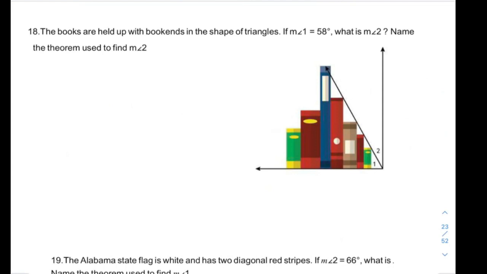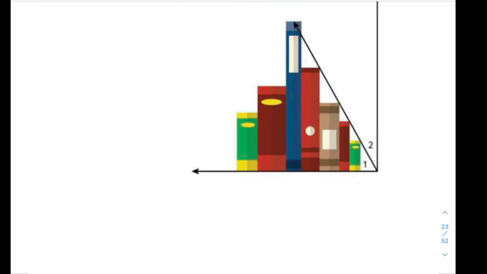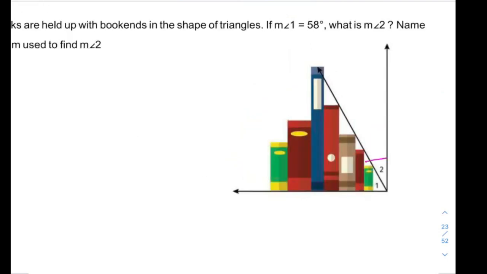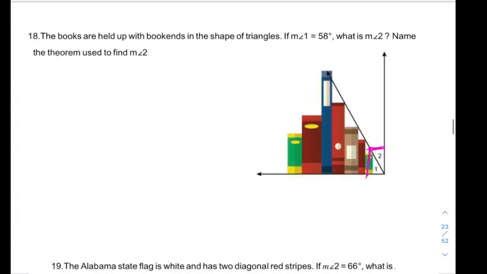The books are held up with bookends in the shape of triangles. Now, if the measure of angle 1 is 58, what is the measure of angle 2? As you see here, these form right angles. So if you know that the measure of angle 1 is 58, simply the measure of angle 2 is 90 minus 58, which is 32 degrees.